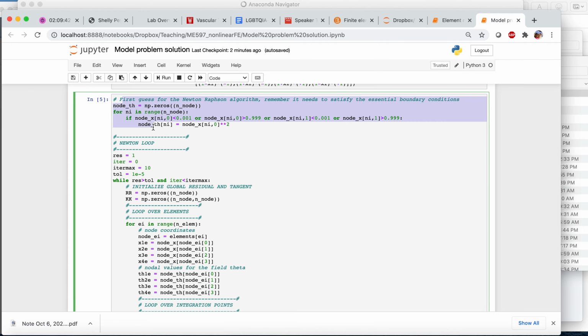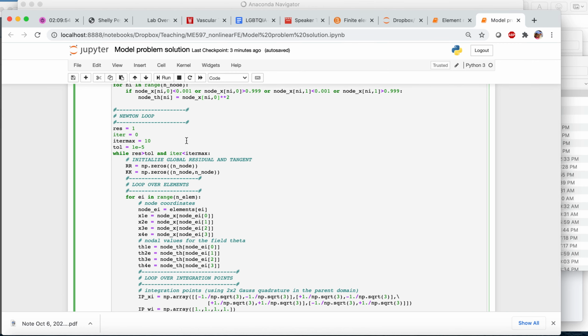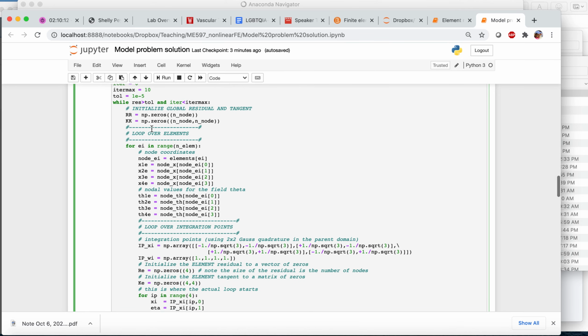You start with some initial guess. This is my initial guess for the nodes. Again, on the boundary, I have to apply the essential boundary condition. Everywhere else, it's just going to be zeros. And then the Newton loop is the outermost portion of the code. I start with 0 iterations, residual equals 1, some maximum number of iterations, some tolerance. So while my residual is greater than some tolerance and my iterations are less than my maximum allowed iterations, I have to initialize the residual and the tangent to be zeros.